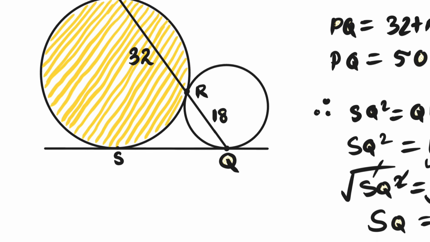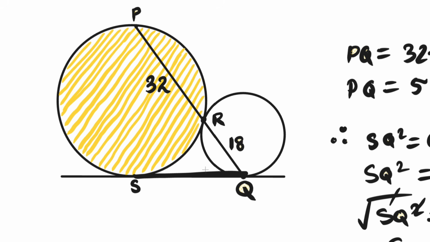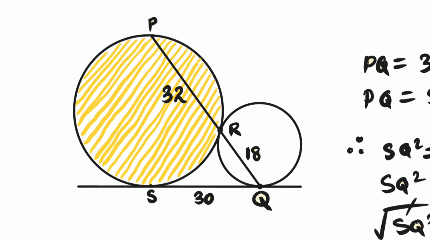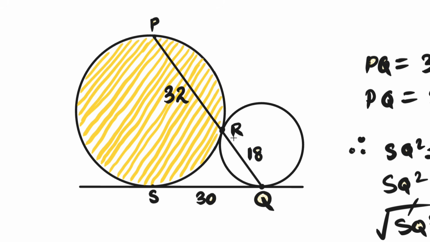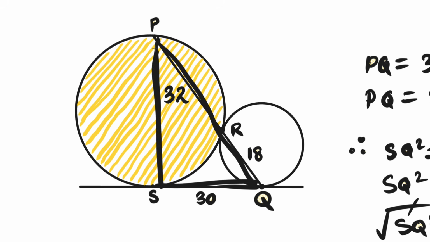So, we have found another important length. SQ equals 30 units. If you are following along, this is a good point to pause and check the numbers. PQ is 50, SQ is 30, and later these two numbers are going to give us the diameter.